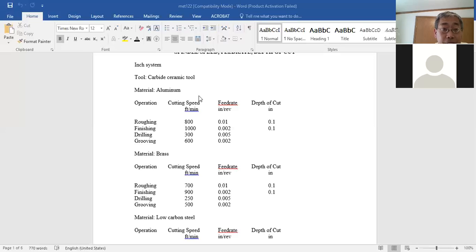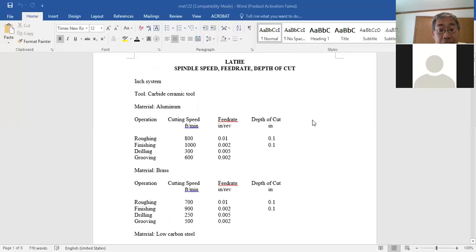The cutting speed is provided by the manufacturer in the unit of feet per minute. Based on this information, the depth of cut is 0.1. This is given by the tool manufacturer. If you look at the video here, the depth of cut is how much of this tip is sharpened for cutting the workpiece.